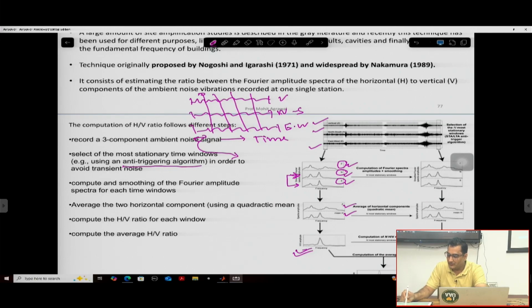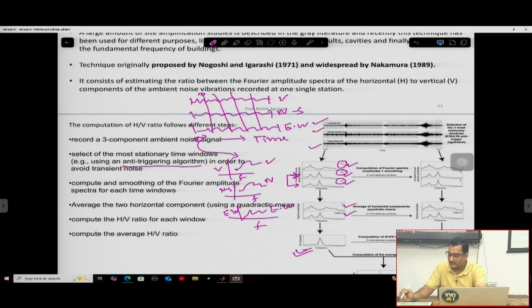Okay, after you do the fast Fourier transform, it may look something like this for the vertical component, something like this for the north-south component, and something like this for the east-west component. Here you have the amplitude for the vertical component, here you have the frequency, this is the amplitude of the north-south component, here again you have the frequency, and this is the amplitude of the east-west component.